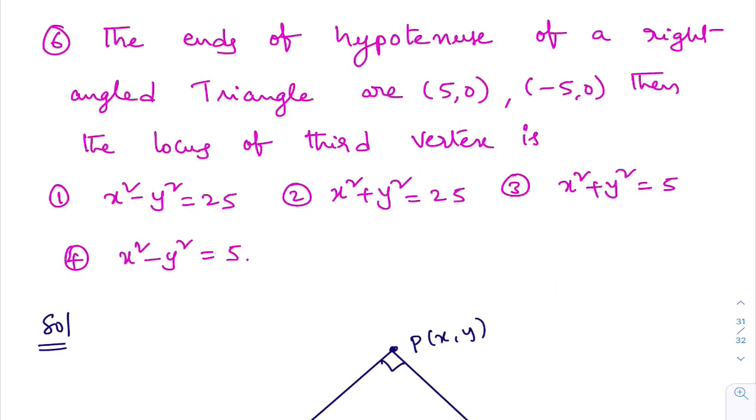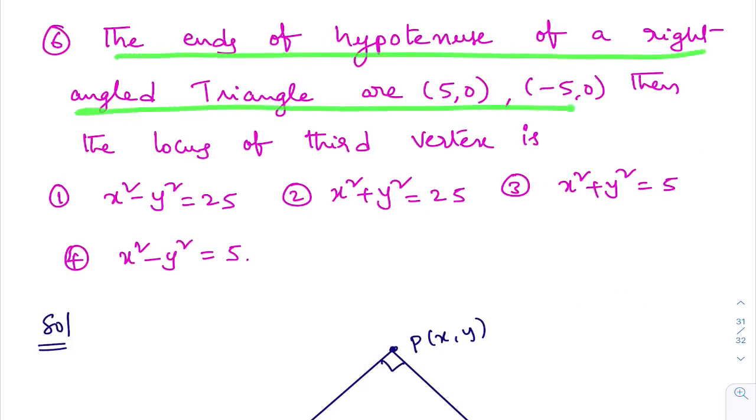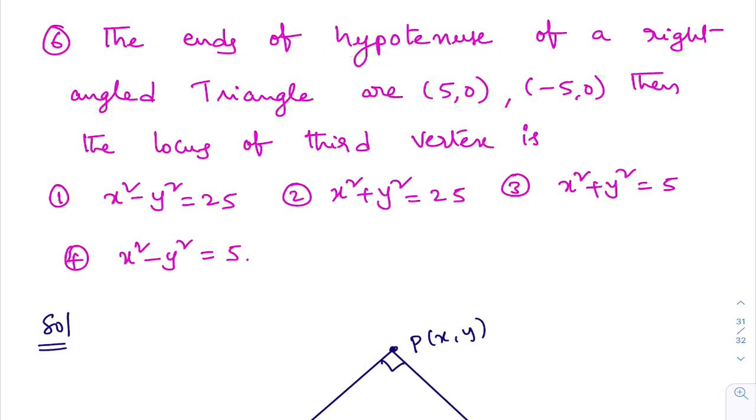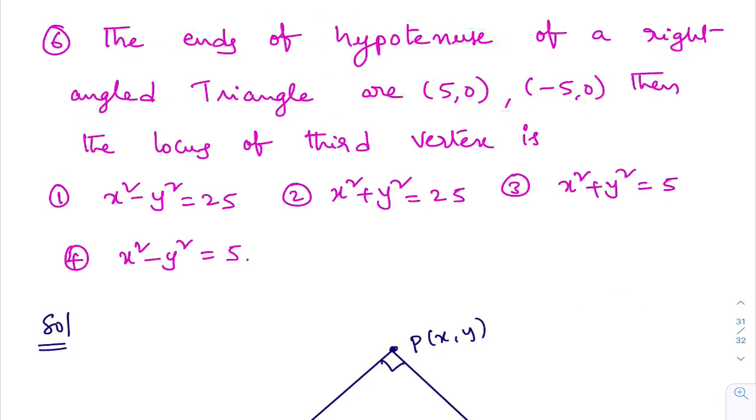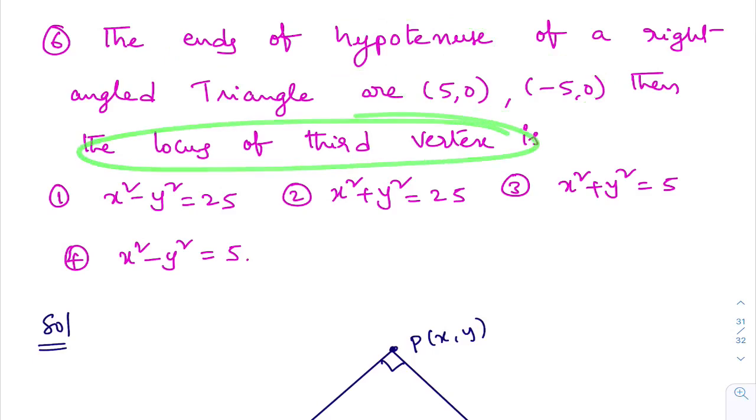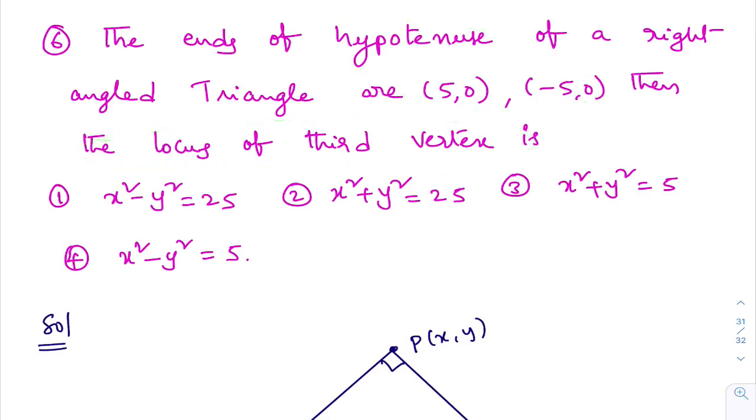Now you see this question number 6. In a right angle triangle, the ends of the hypotenuse are given as (5, 0) and (minus 5, 0). Then the locus of the third vertex is, which vertex? The locus of the third vertex. This third vertex I will take as x comma y. In the last class we discussed the locus of a point. While finding the locus of a point, in the beginning we write P of x comma y is a point on the locus, like we discussed in the previous class, right?